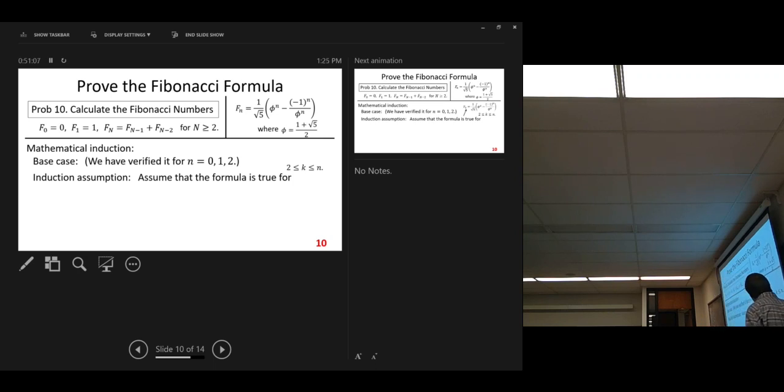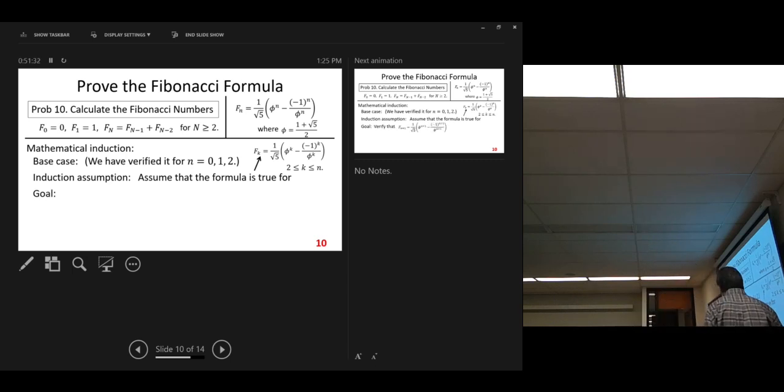Assume the formula is true for k between 2 and n, for certain n. Assume it's true. It's true means if k is in this range, we can write F_k in that formula. That's the induction assumption.